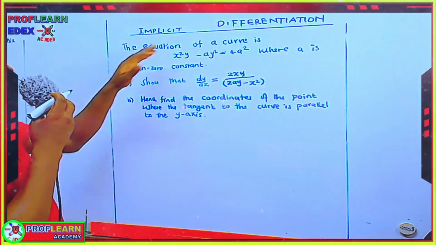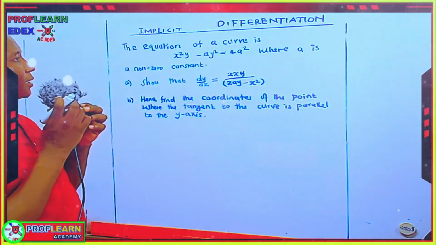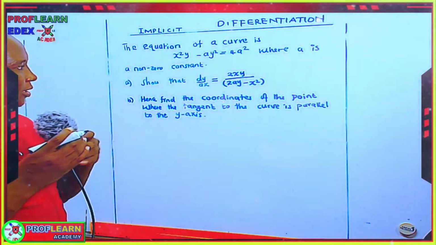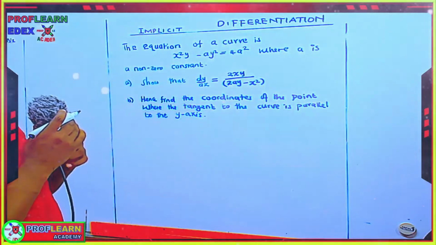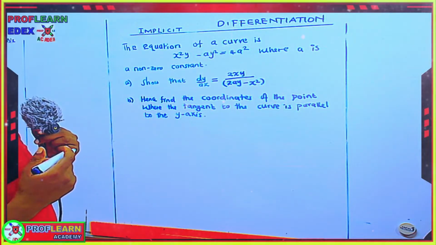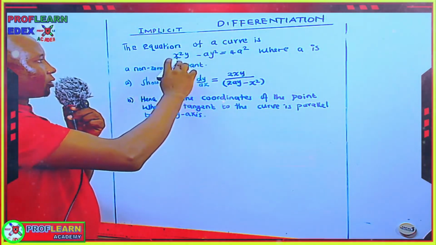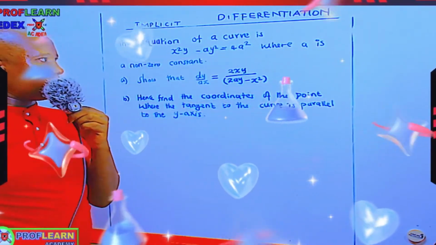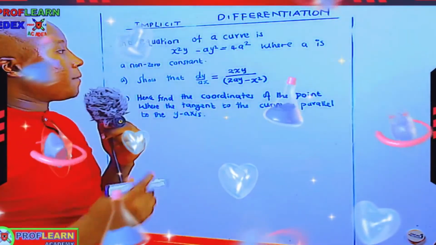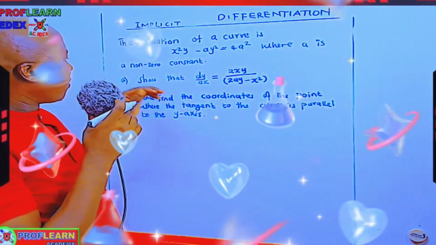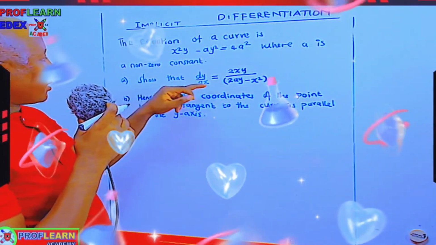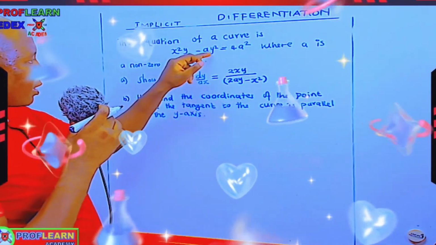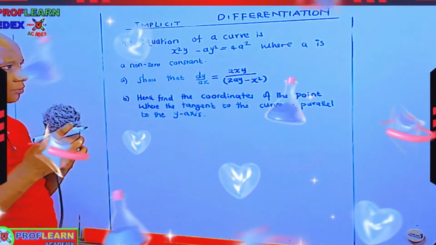Here we are going to perform implicit differentiation. Implicit differentiation is whereby you have an equation like this. We are told that the equation of a curve is x squared y minus a y squared equals 4a squared, and you are supposed to show that the dy dx of this curve is.